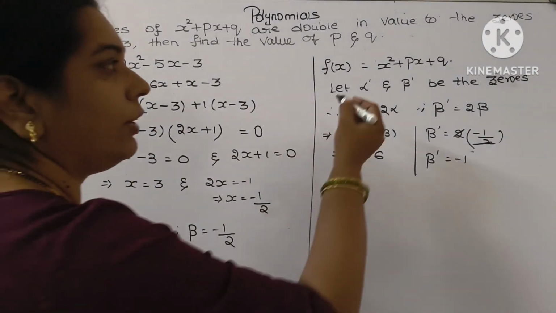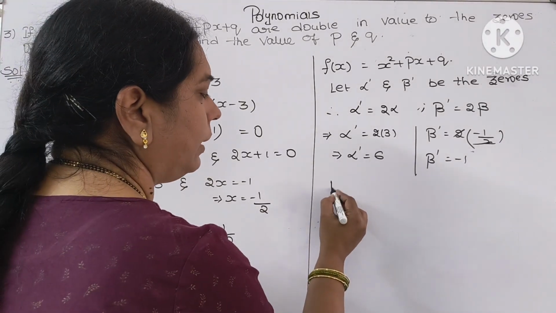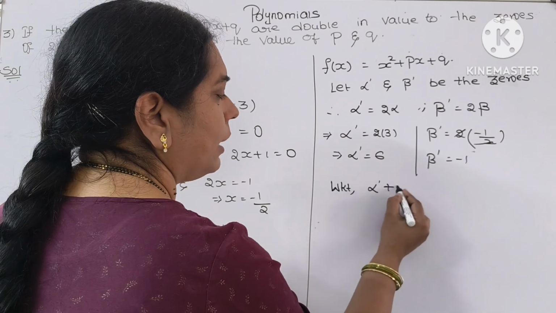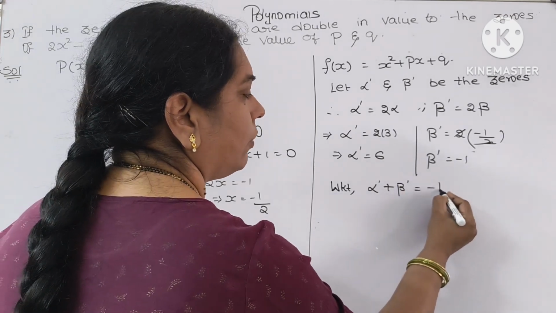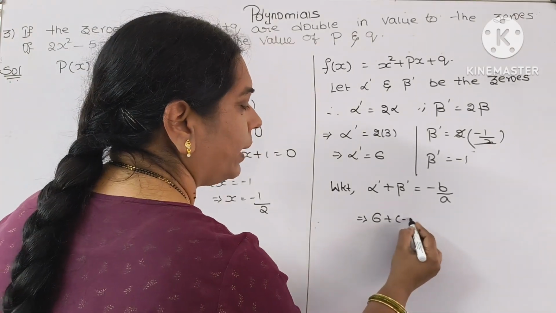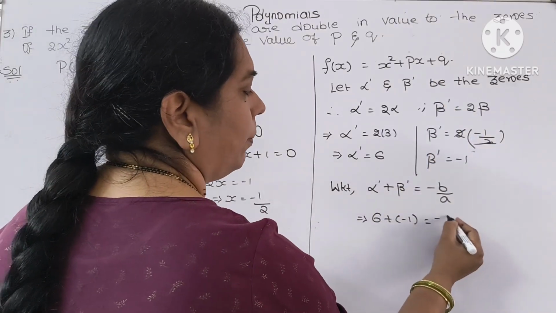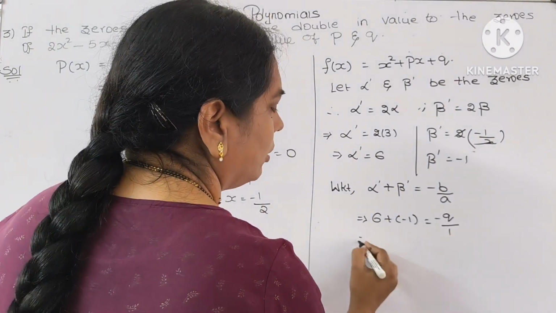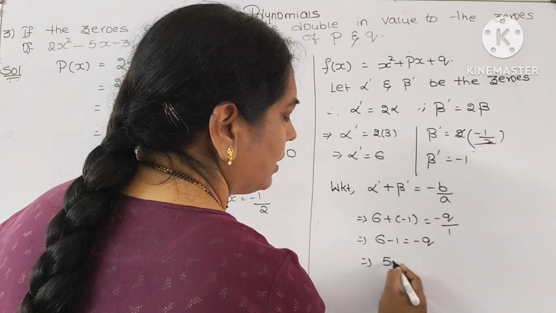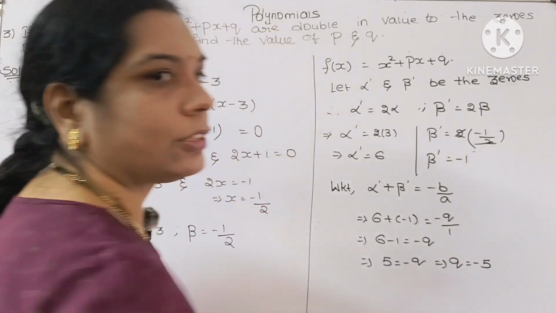Now what is it that they are saying? We have to find the values of P and Q. How do we find it? We know that the sum of the zeros, which is alpha dash plus beta dash, should be equal to minus b by a. So 6 plus of minus 1 is equal to, what is minus b? Minus b is minus q. A is 1. So 6 minus 1 is equal to minus q. So 5 is equal to minus q. That implies q is equal to minus 5.